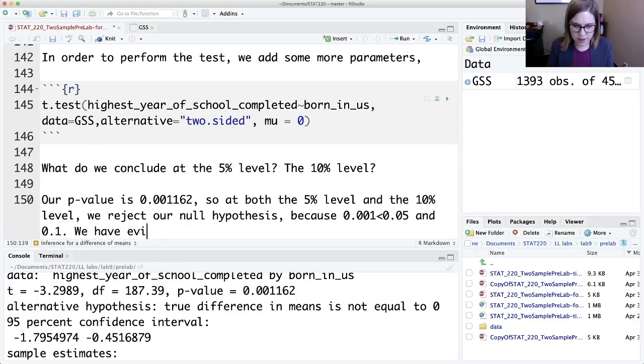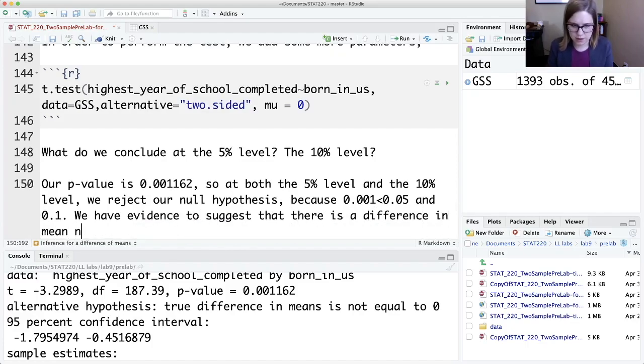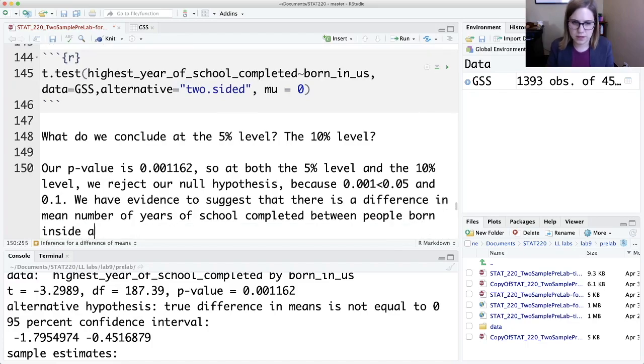We have evidence to suggest that there is a difference in mean number of years of school completed between people born inside and outside the US. So again, this goes with our conclusion from our confidence interval, which was all negative. That means that there is a statistically significant difference.